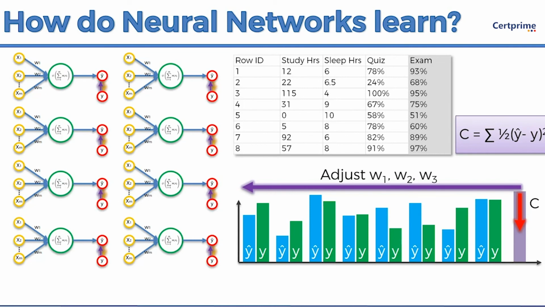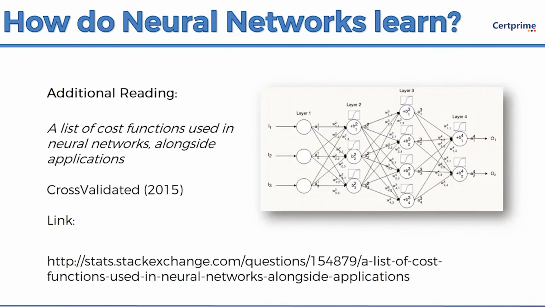So some additional reading that you might want to do for the cost function, and I know we just talked about one, and there are many different ones. A good article is located on Cross-Validated. It's called A List of Cost Functions Used in Neural Networks Alongside Applications. So the URL is there, but you can just Google for that exact search phrase, and this one will be the first one that pops up. It's actually got some good examples and application or use cases for different cost functions. So if you're interested to learn more about cost functions, check out this article.